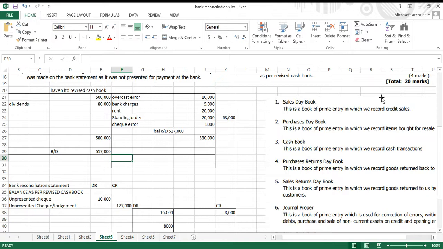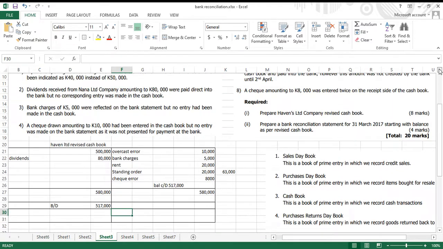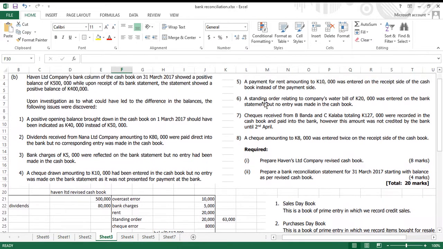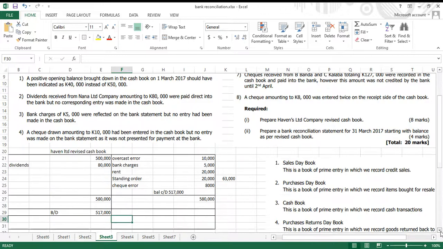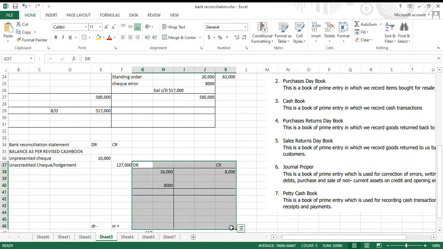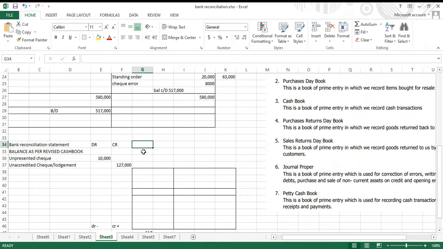If it wasn't stated in the question, we would have used 400,000, this amount 400,000 here, this positive balance. So we come to our bank reconciliation statement. Balance as per cash book.